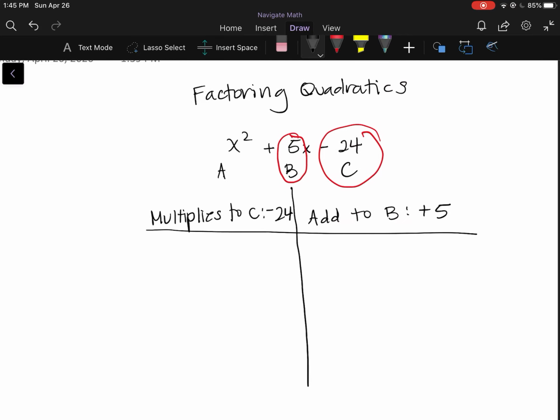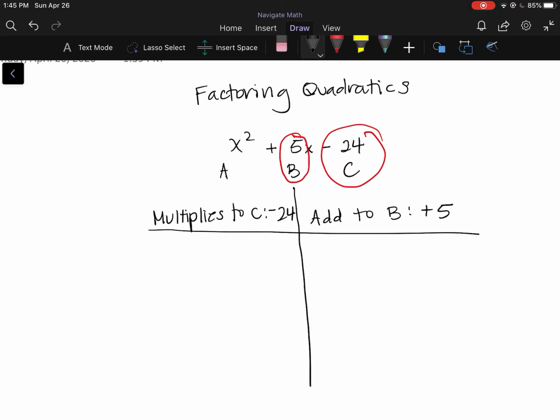So positive 5. Now, I don't remember my factors. So I'm going to first start with row 1, with number 1. And we always know that 1 times itself gives us its number. And I'm going to put the negative on the 24 just to try it. So this becomes negative 24. And I'm going to add these two factors together on the right side. So 1 plus negative 24 equals negative 23.